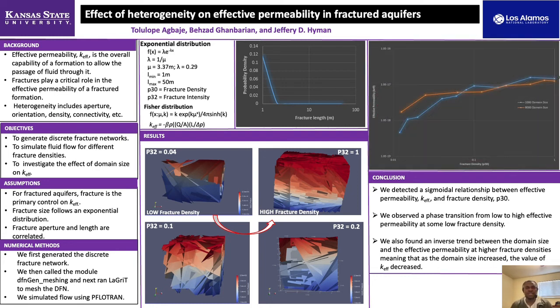We also found an inverse relationship between the domain size and effective permeability at high fracture density values. At low fracture density values, we observe a proportional relationship between the domain size and effective permeability, and at high fracture density values, we observe an inverse relationship, that is, as the domain size increases, the effective permeability reduces. Based on this, our study has demonstrated the relationship between fracture density and effective permeability, and also how the domain size controls the effective permeability in a fractured aquifer.